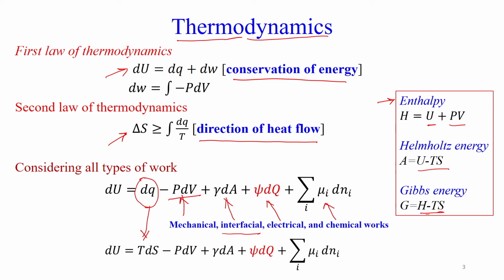So, this is a quick review of thermodynamics, starting from the first law and second law. This is internal energy, then change in entropy, then different types of work apart from the mechanical work. Here we can relate internal energy and entropy with enthalpy, Helmholtz free energy and Gibbs free energy. Now, let us go back to the intermolecular forces, or you can see the free energy.